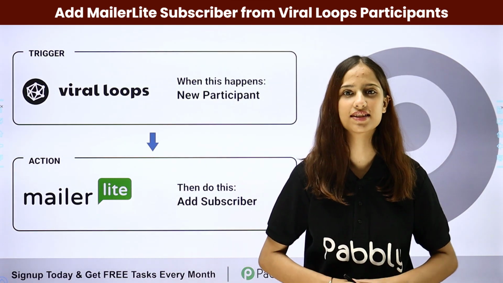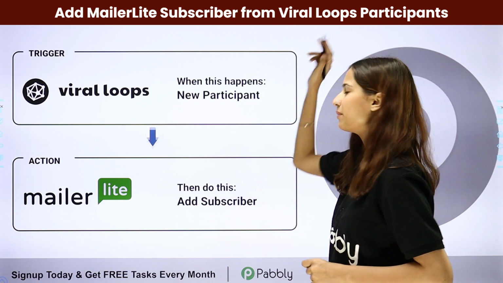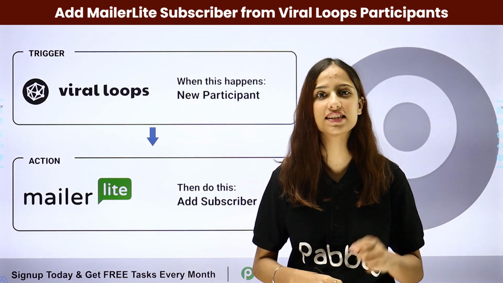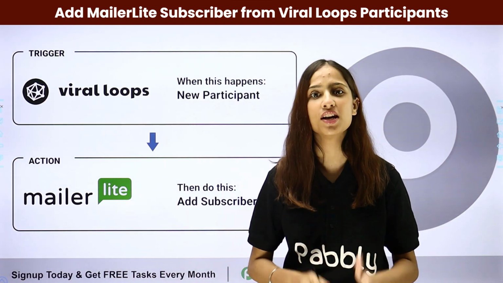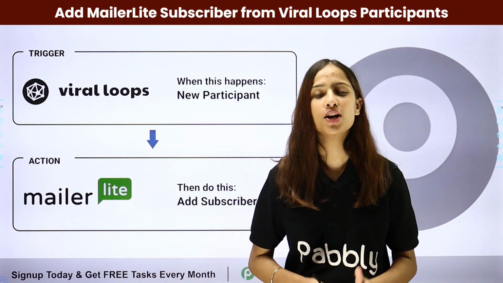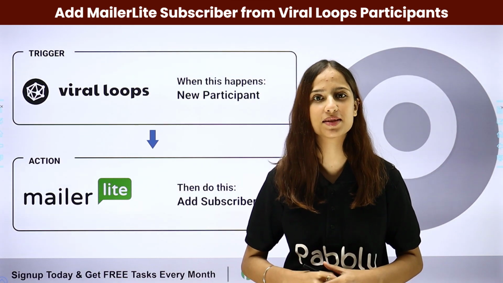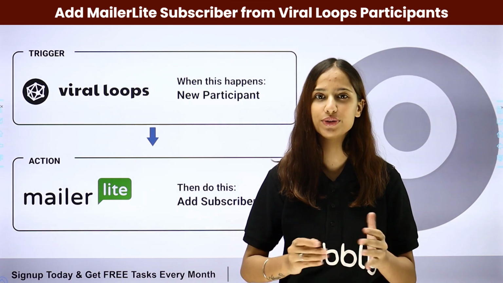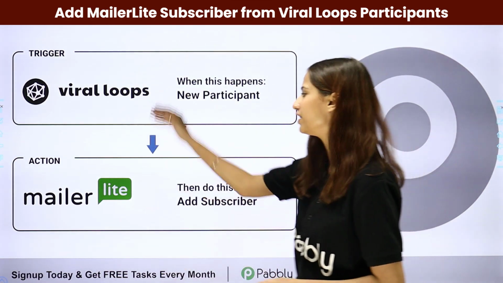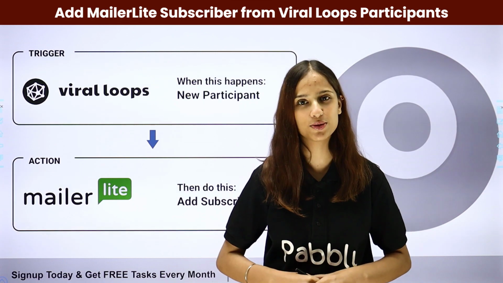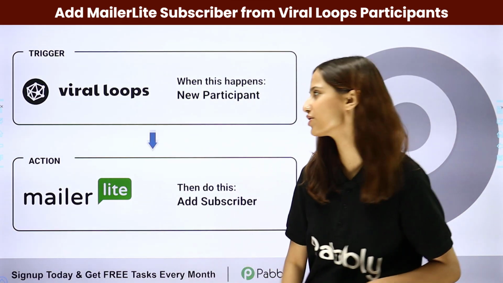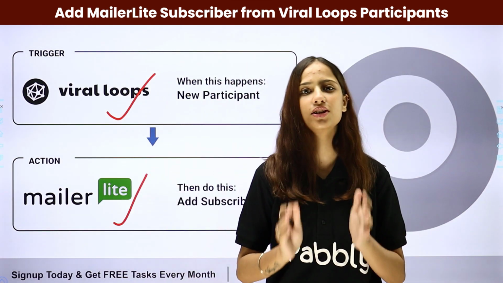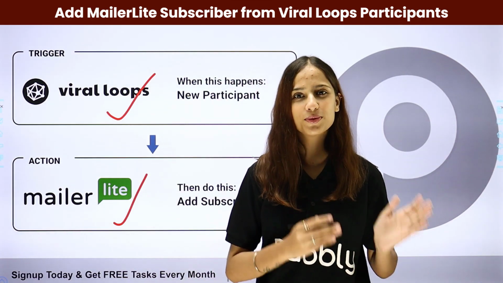So in today's video, we will understand how to add MailerLite subscriber from viral loops participants. So here let's say that whenever a new participant is added in my campaign in viral loops, which is a referral marketing platform, I want to add the same participant as a subscriber in MailerLite, which is an email marketing tool. To do this, I need to build an integration between these two applications, for which I will be using Pabbly Connect, where my trigger application will be viral loops and my action application will be MailerLite. So to learn more about this integration, follow me through the screen.